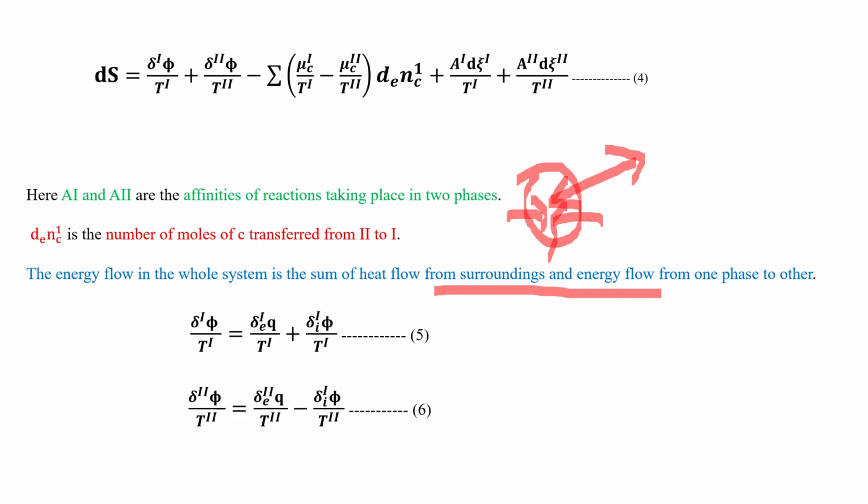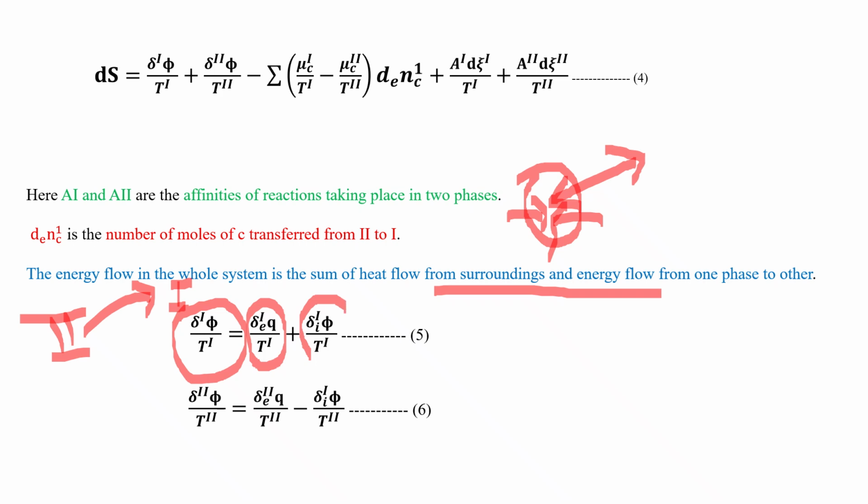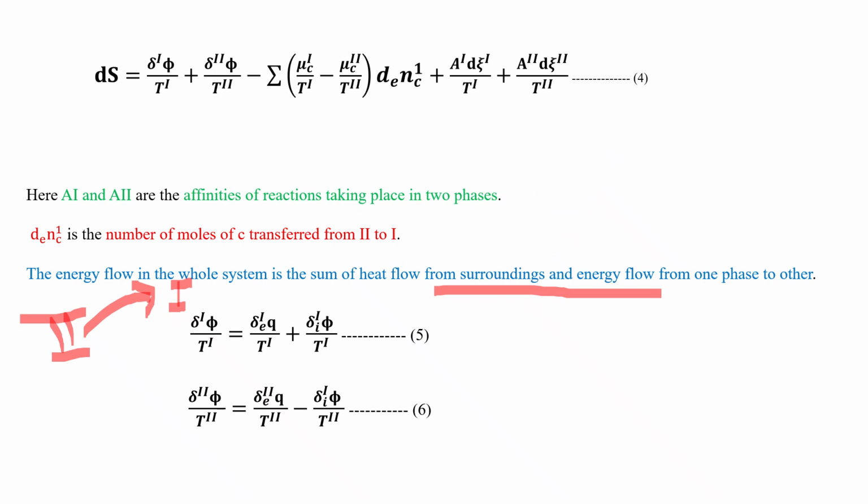So here you can see the first one is the flow of energy from system 2 to system 1. The flow of energy includes the exchange of heat with the surroundings. So it is represented here del E1 Q by T1, and the exchange of energy from phase 2 to 1. So here what is the assumption is, I will explain it in an easier way.